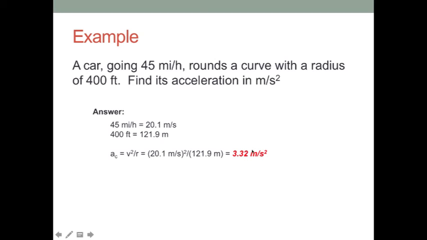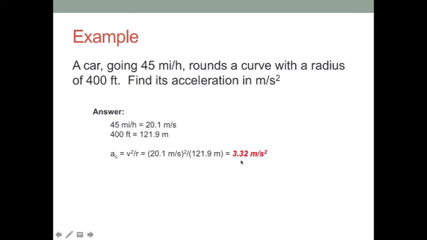Notice when you get an answer like this, you should always immediately in your mind compare it to g, because that's an acceleration we're familiar with. And notice it is about a third of a g, which should make sense. It's a reasonable acceleration. You're going reasonably fast around a curve. You would probably feel that. It wouldn't be horrible. It's not like you're going around at 10 g's or anything. You're only going around at a fraction of a g.